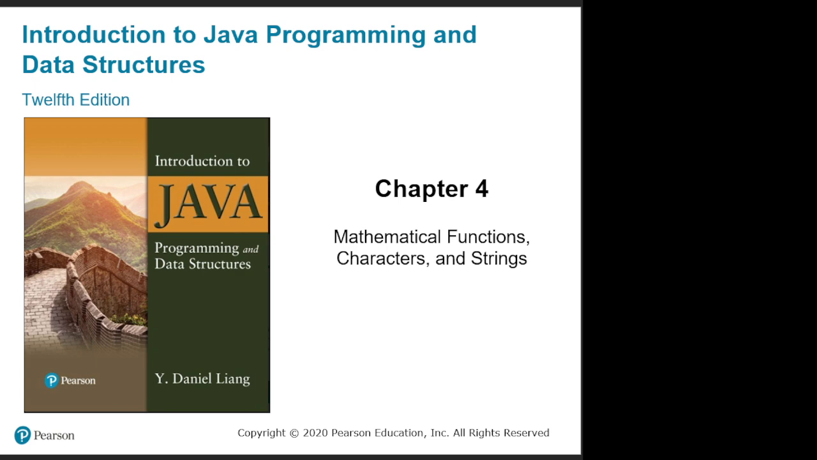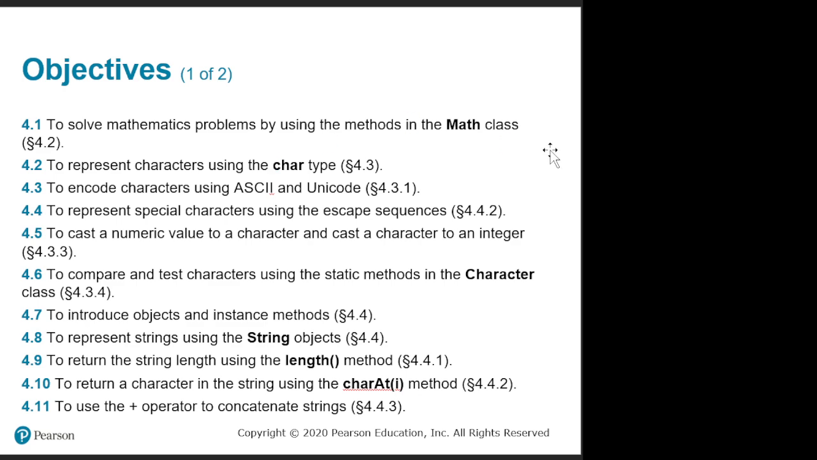And so in chapter 4, we're going to be looking at the math class, the character type, and the different encoding styles for characters, and special character sequences, which we've already introduced as we've been doing print statements. We're going to look at taking a numeric value and turning it into a character, and taking a character and turning it into an integer. We'll look at ways of comparing characters. And then we're going to look at objects and instance methods. And then we're going to take some time and look at the string object.